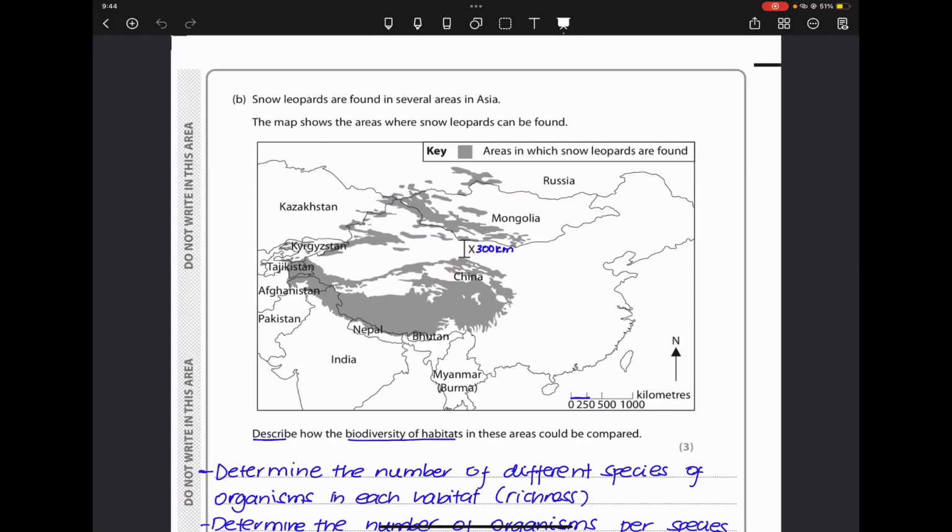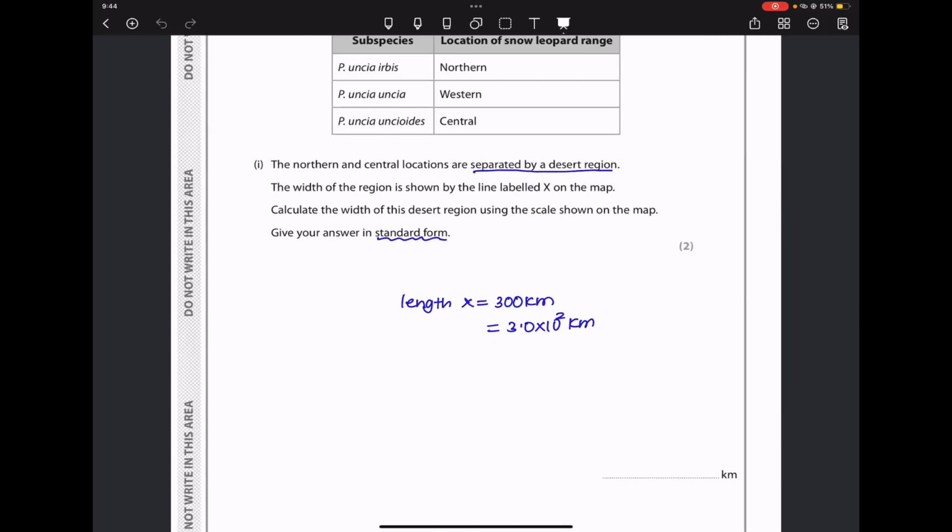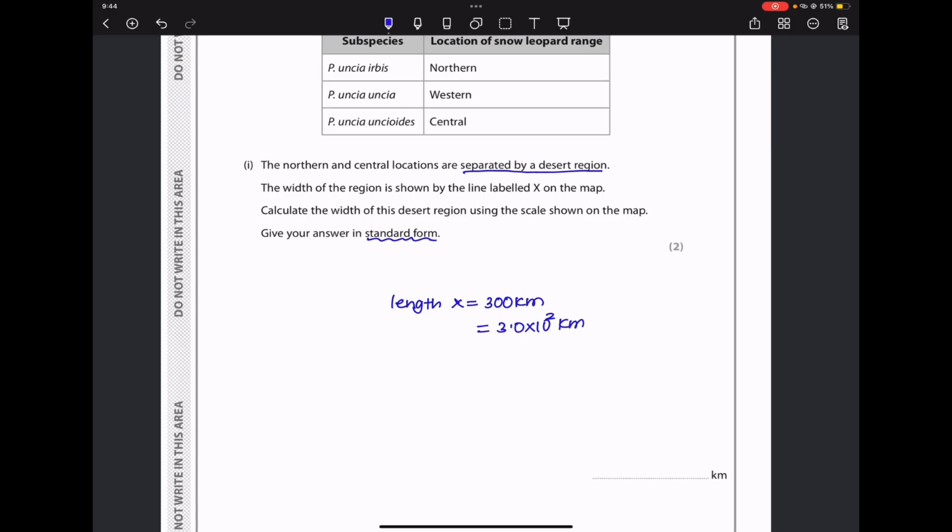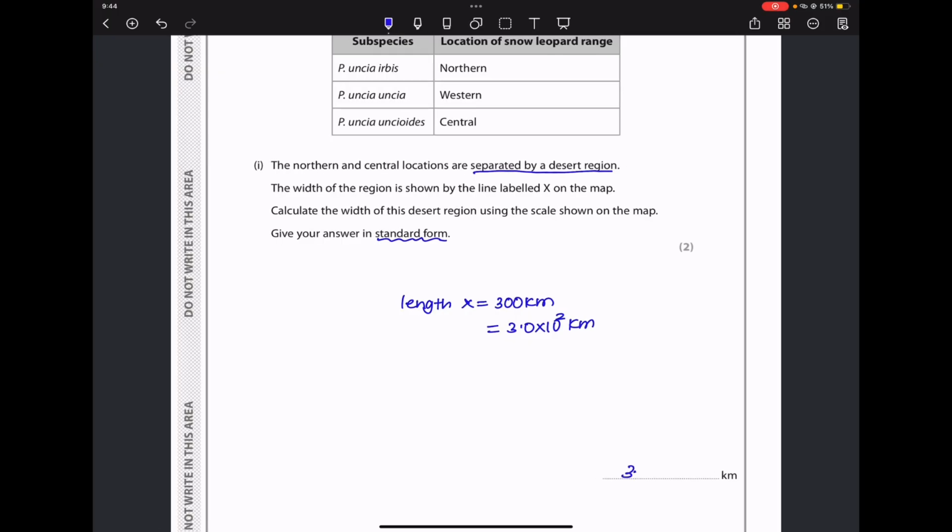This is the map here, and this is the region labeled X. I got this distance here and matched it with a scale. If you can see, it passes 250 and reaches 20% of the next bar, so it's about 300. So I chose 300 kilometers, or you could use an actual ruler. Your measure is going to be close to that. So length X is 300 kilometers, which is 3.0 times 10 power 2 kilometers in standard form. Let me write it here, 3.0 times 10 power 2 kilometers.